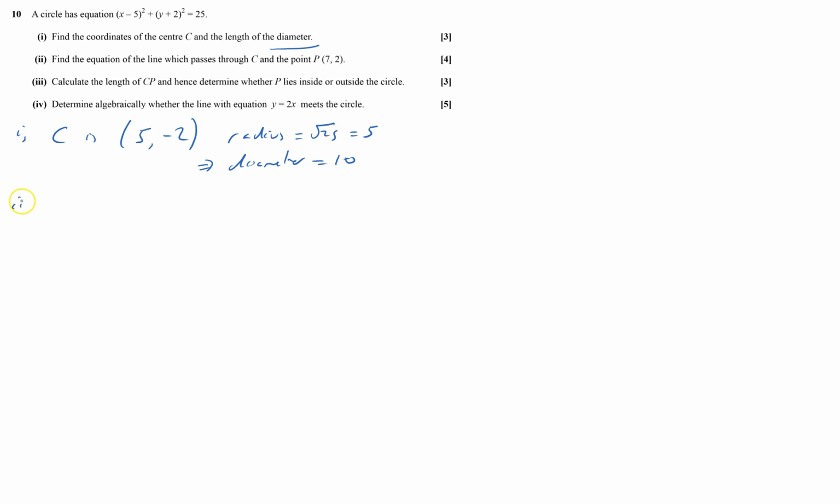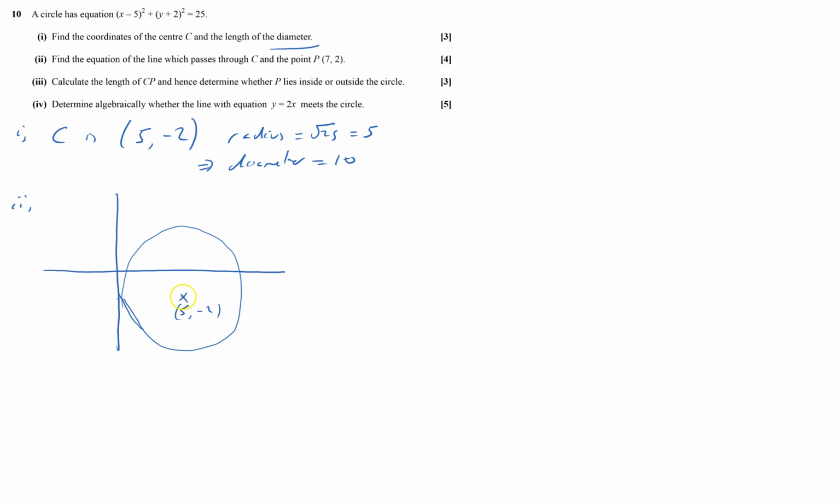Part 2. Find the equation of the line which passes through C and the point (7, 2). I'm always going to draw a sketch of these. Sometimes it helps. It very rarely hinders. The center is (5, -2), so go across 5, down 2. The radius is 5, so it will just touch this point here. That might be important.